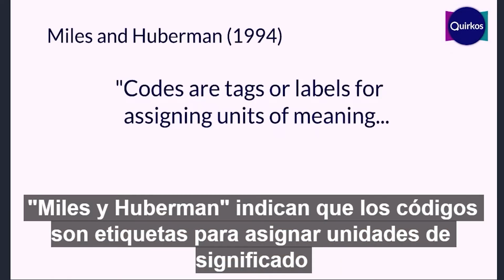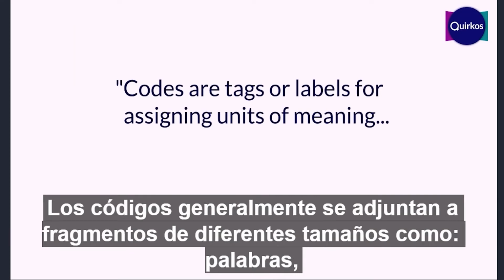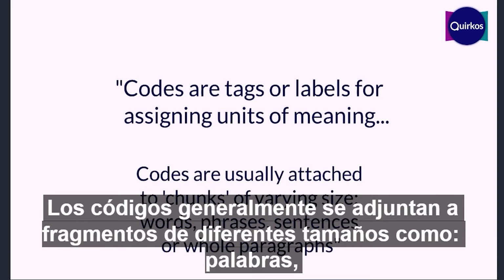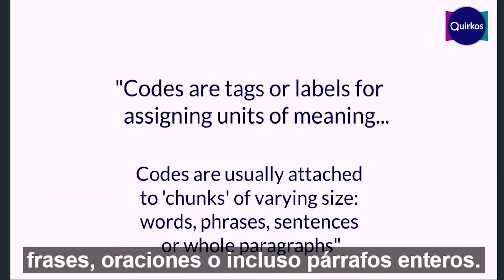Miles and Huberman state that codes are tags or labels for assigning units of meaning. Codes are usually attached to chunks of varying size. Those might be words, phrases, sentences, or even whole paragraphs.